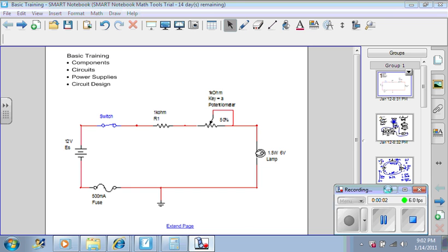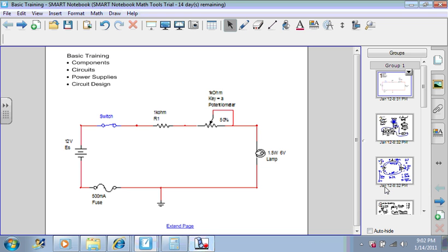The subject of this lesson is called Inputs and Outputs. This is a series of videos that I have created called Basic Training. These videos are to be used by students, my students, or any students around the world to help them get a better understanding of an electronic engineering technology program.